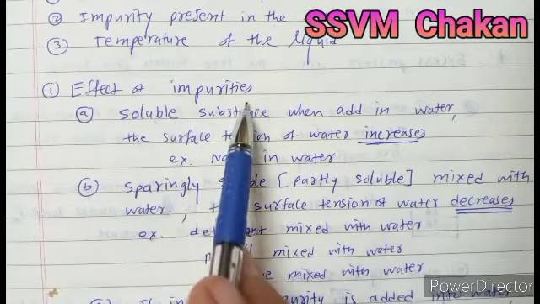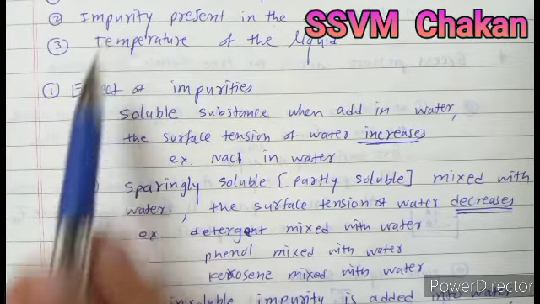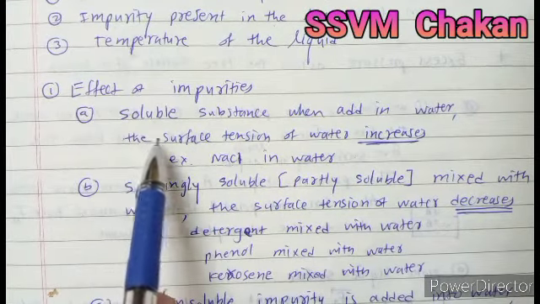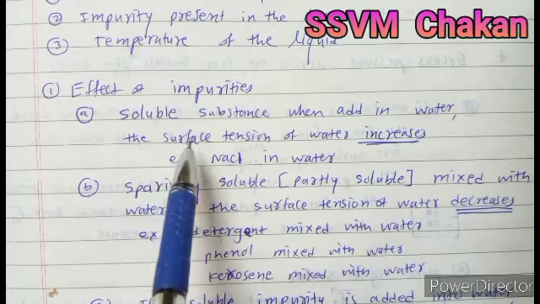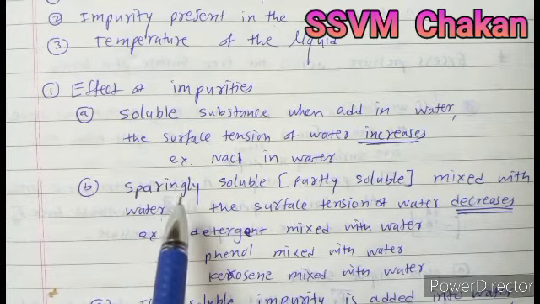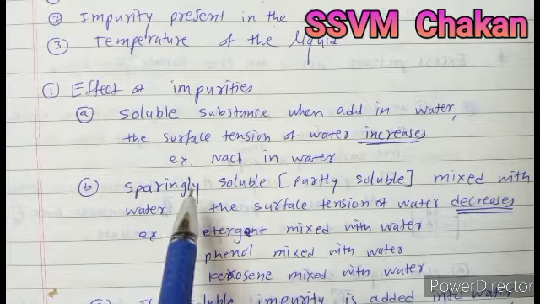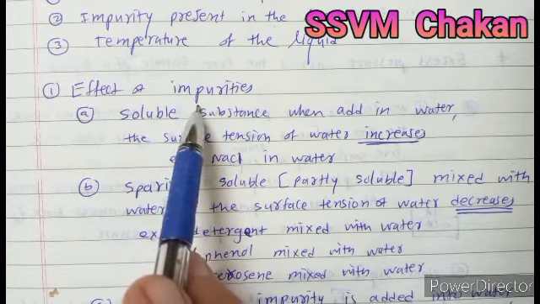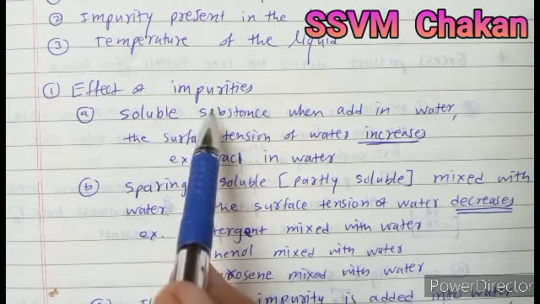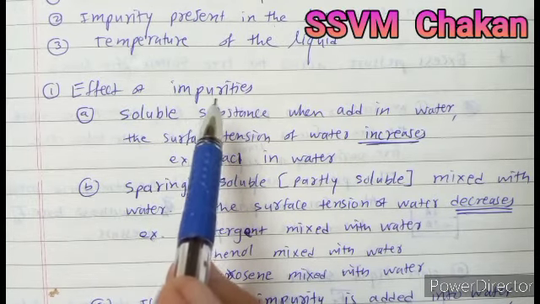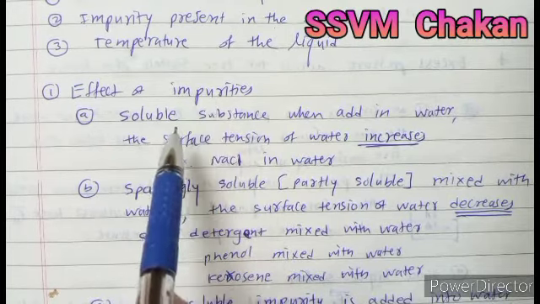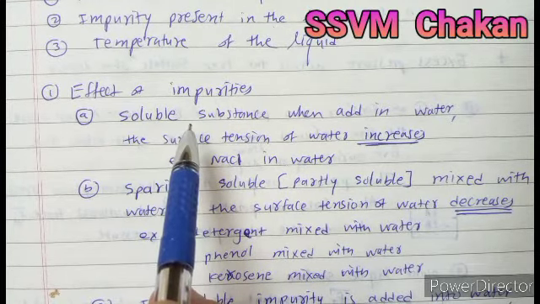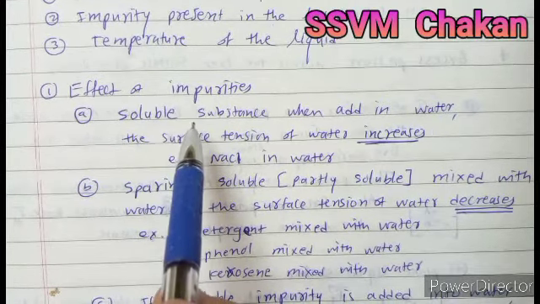Effect of impurity, that is the second point. There are again two types of impurity. One is a soluble impurity, another is a partly soluble impurity. Impurity म्हणजे पाण्यामध्ये किंवा लिक्विडमध्ये मिसळले गेलेले इतर पदार्थ. दोन प्रकारचे इम्प्युरिटी असतात. एक पाण्यात पूर्णपणे विरघळली जाणारी इम्प्युरिटी आणि काही प्रमाणात विरघळली जाणारी इम्प्युरिटी.